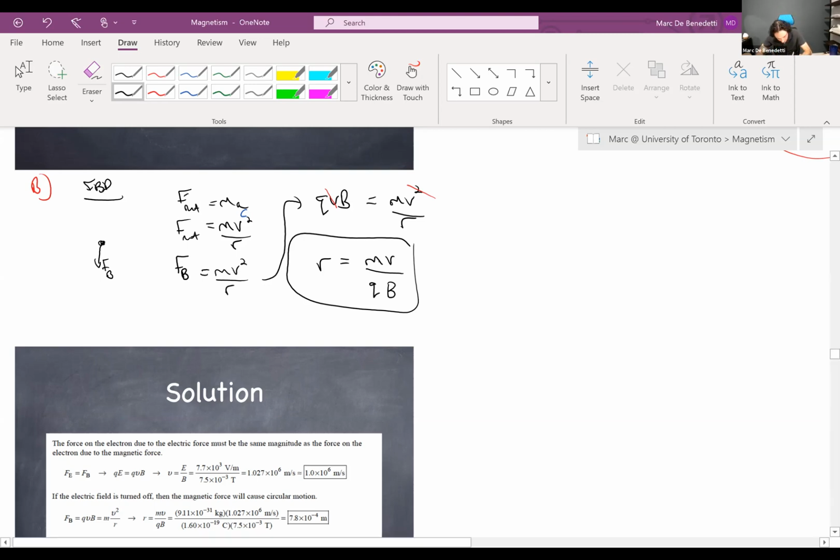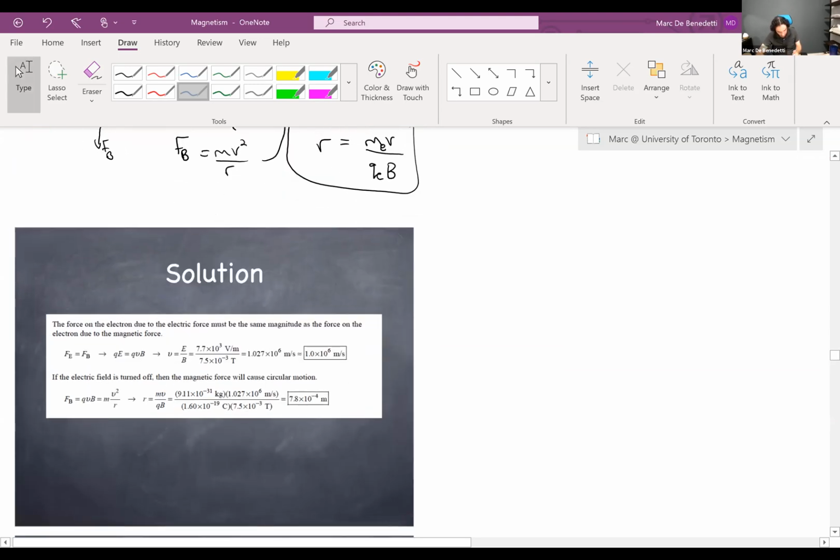Of course, what is the mass? We're talking about an electron. So this is going to be the mass of an electron and the charge of an electron. So there you go. Here, their answer, they're even doing the same thing I'm doing. The real answer was 1.03 times 10 to the 6, and they are saying that's approximately equal to 1 times 10 to the 6.